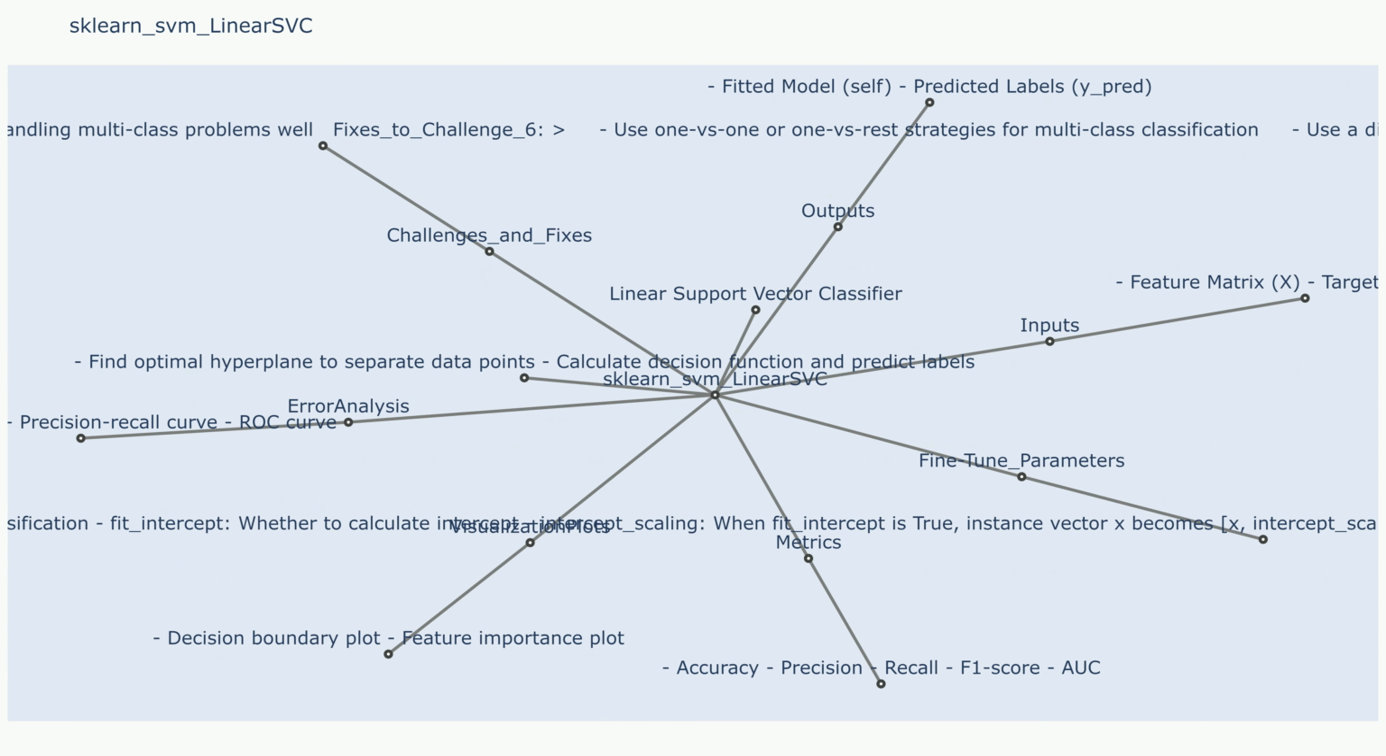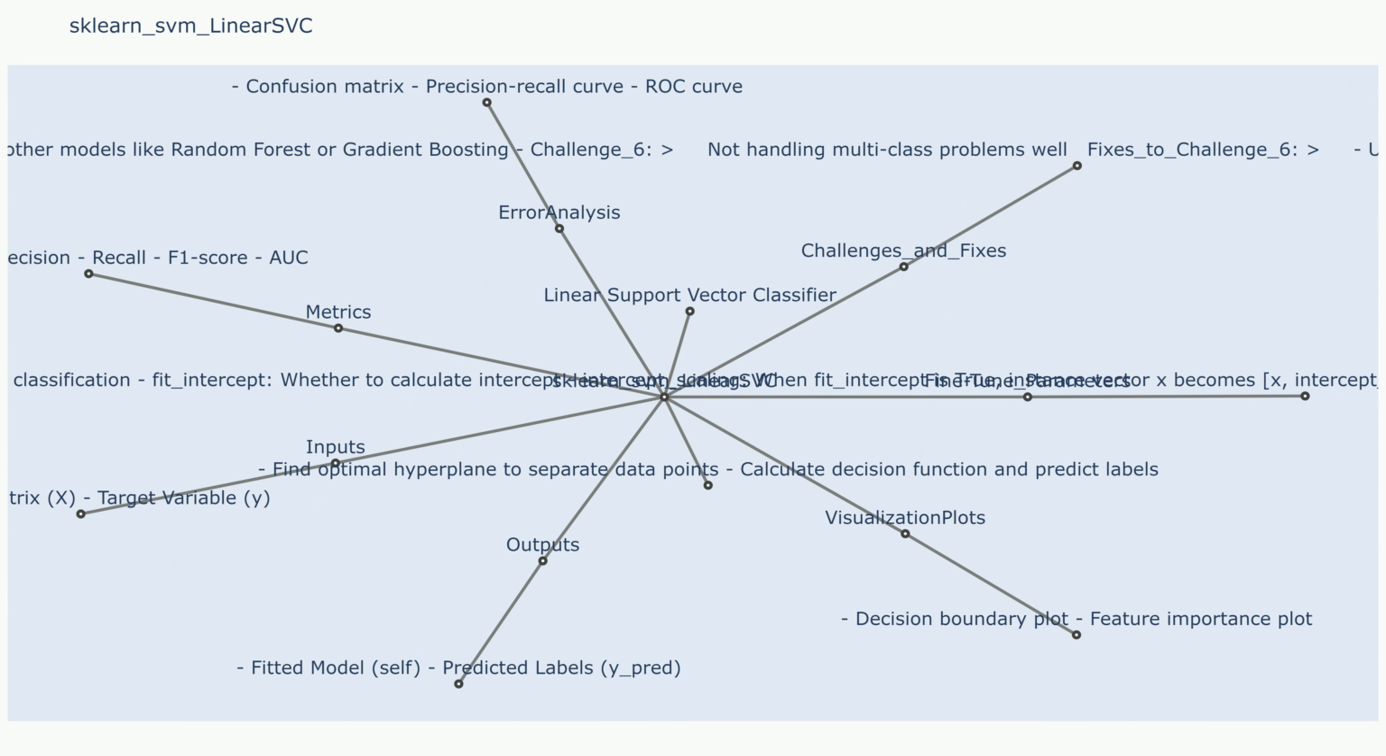Fixes to challenge 2: use techniques like stochastic gradient descent (SGD) to optimize the model more efficiently. Especially for large datasets, consider using feature selection techniques to reduce the number of features, which can speed up training and improve model performance. Explore using a different, potentially more efficient, machine learning algorithm for large datasets, such as a decision tree or random forest.